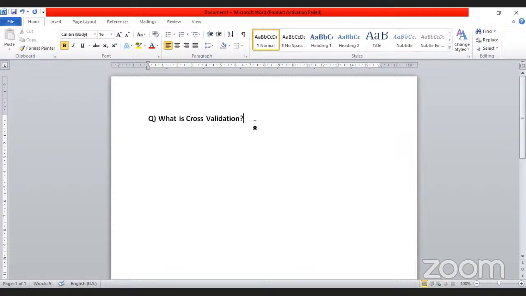And some of the common techniques of cross validation are the k-fold method, leave p out method, leave one out method, hold out method. These are the methods we are using for cross validation. Okay, is it clear?